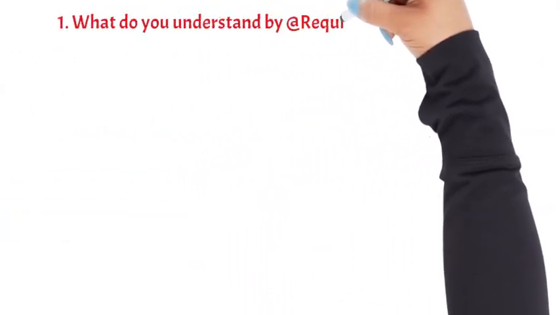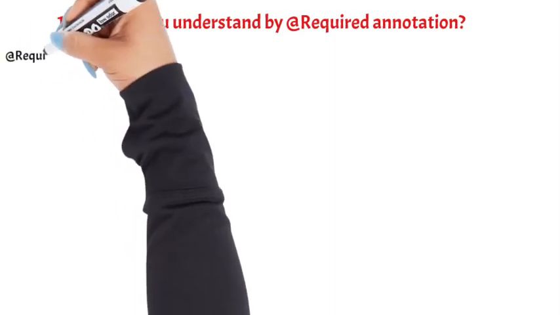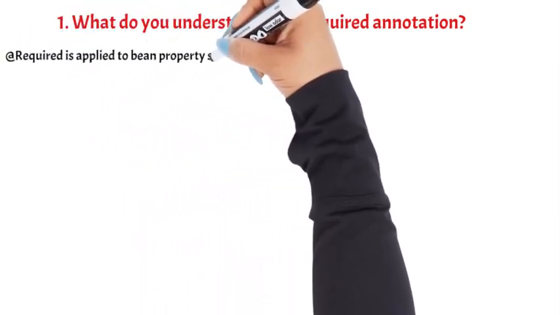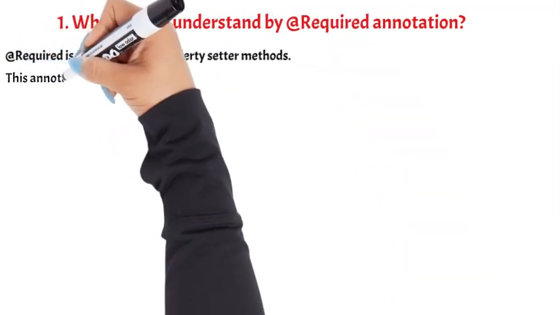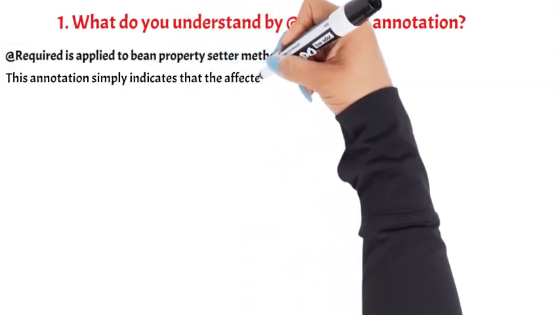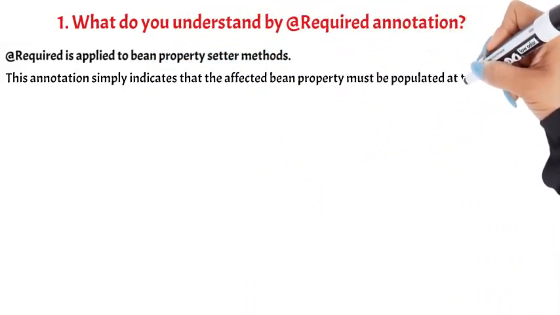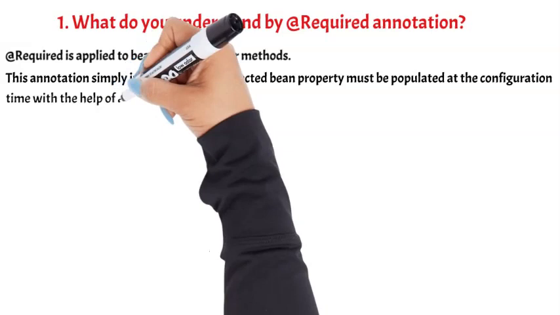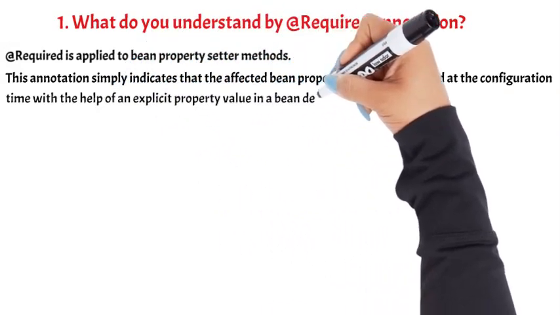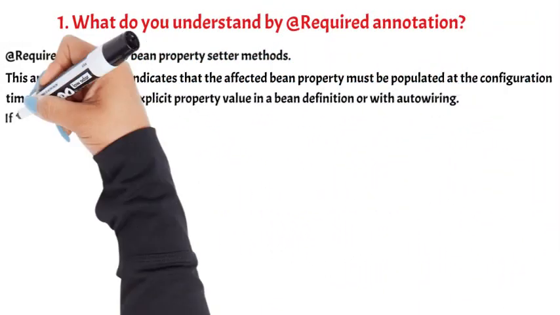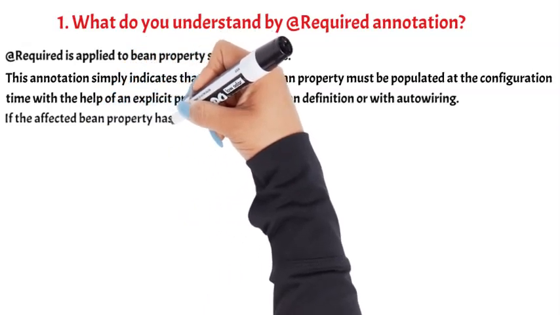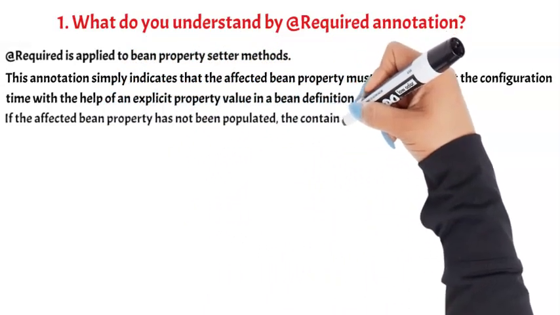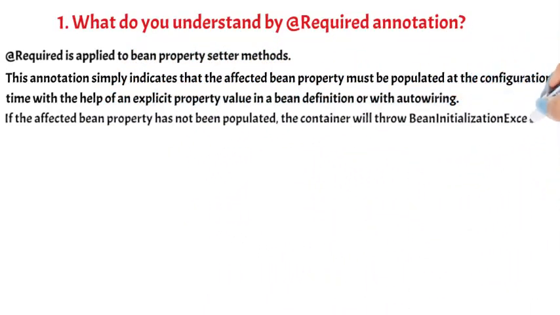1. What do you understand by @required annotation? @required is applied to bean property setter methods. This annotation simply indicates that the affected bean property must be populated at configuration time with the help of an explicit property value in a bean definition or with auto-wiring. If the affected bean property has not been populated, the container will throw an initialization exception.